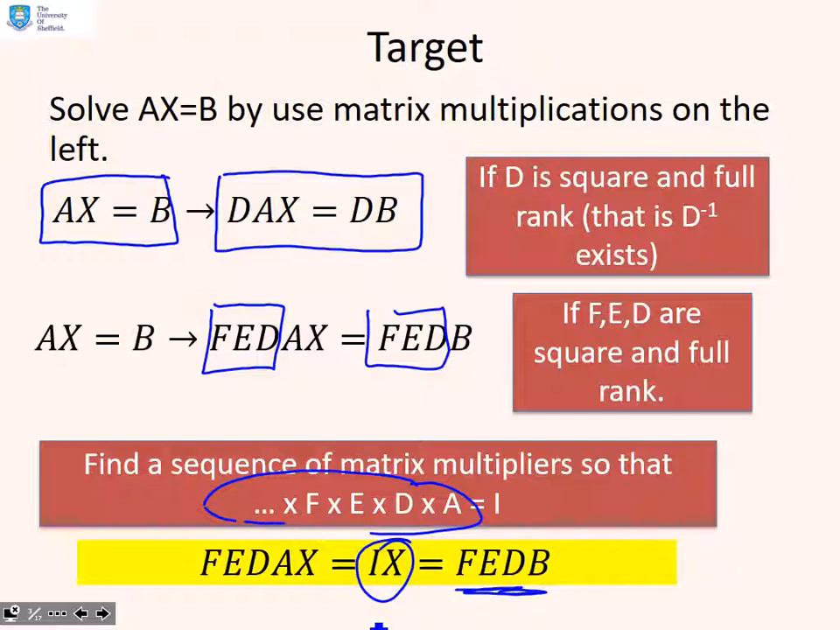Now, the key thing you need to remember is these matrix multipliers are equivalent to row operations on A. So in fact, we're never going to define the matrices F, E and D, we're just going to define the row operations. We'll do the row operations on b, and the end result is we'll find x.